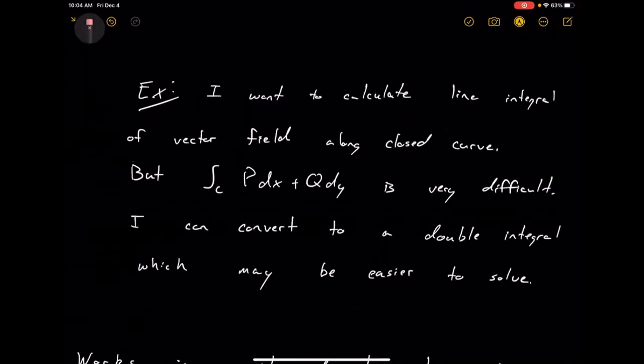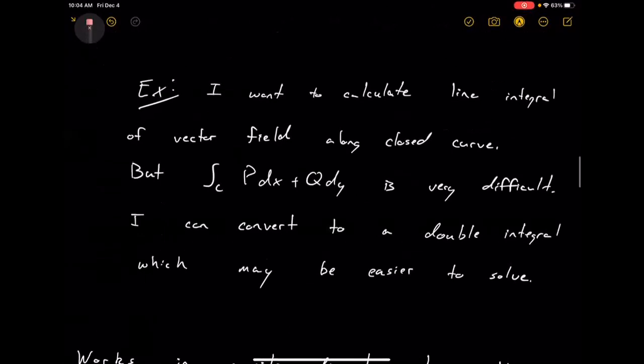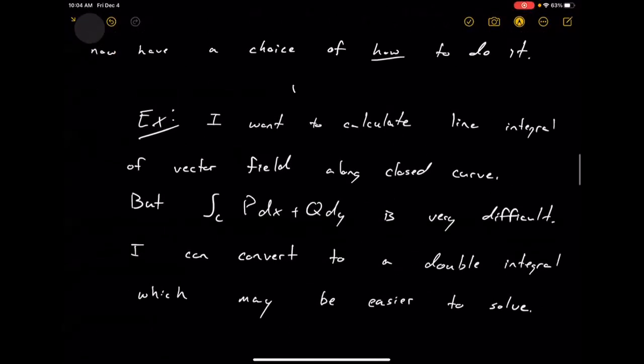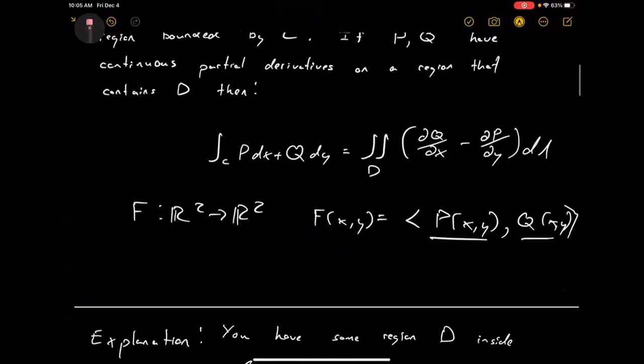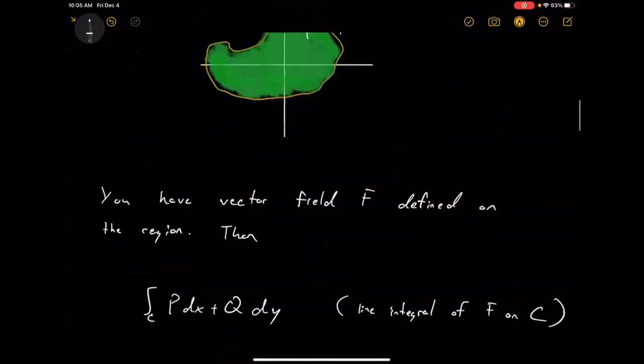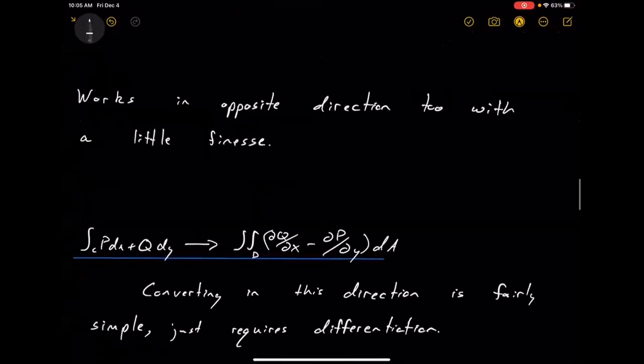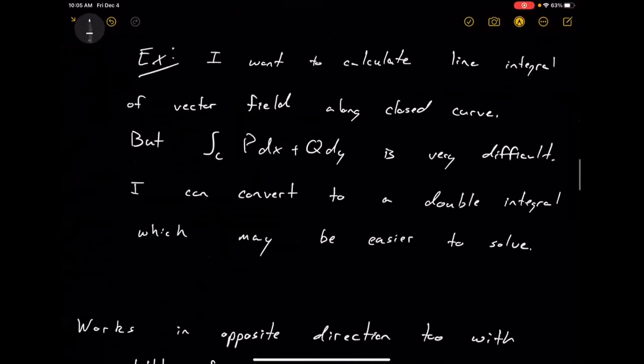Let's say we have a line integral of a vector field along a closed curve. This only works on closed curves, where the curve loops back to itself. Let's say I want to calculate this line integral on that closed curve, but for some reason it's a really difficult line integral. What can I do? I can use Green's theorem to convert that line integral to this double integral. The hope is that the double integral will be much easier to solve. Then I just solve the relatively easy double integral and I'm done.